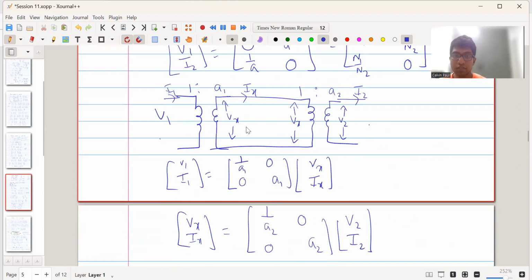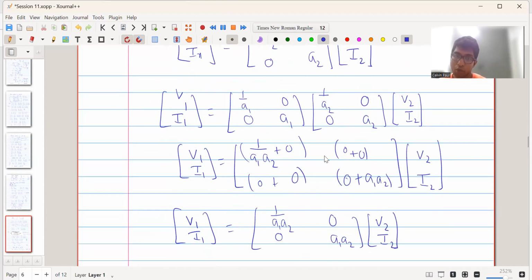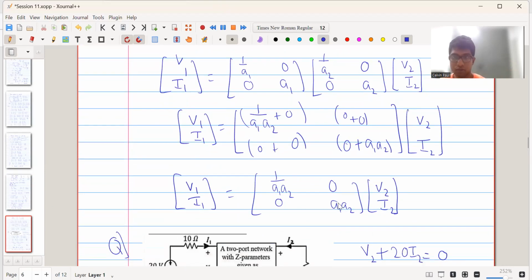Then we consider a case when two ideal transformers are connected in parallel with each other, and we found the overall ABCD parameters for the two transformers when they are connected in parallel.